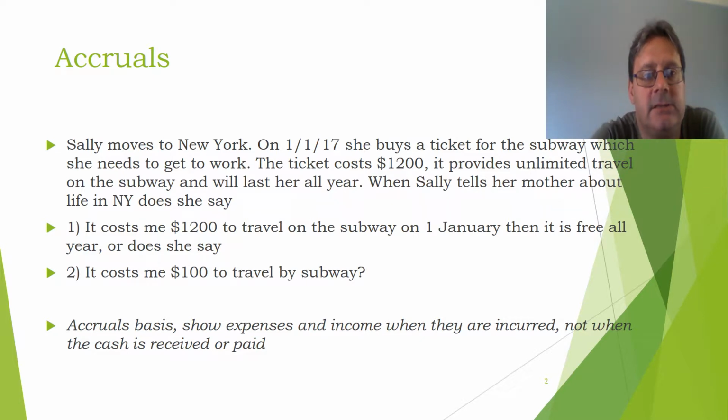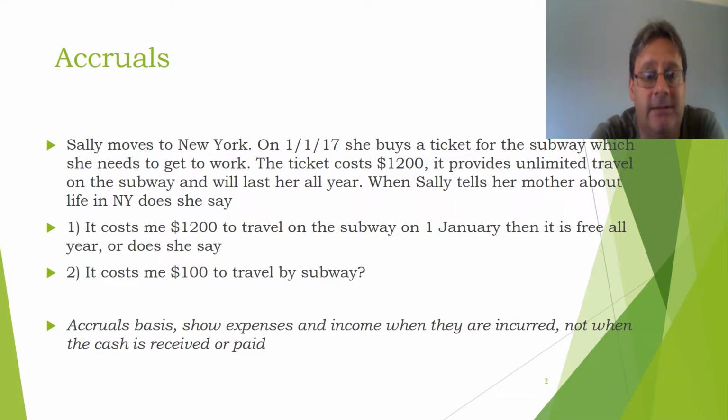So the question is, when she's describing the cost of that 1-year ticket, does she say it cost me $100 a month to use the ticket because it's $1,200 for 1 year? Or does she say it cost me $1,200 to travel on the 1st of January, and then for the rest of the year it's completely free? That's your discussion. The way that she describes that is the difference between cash accounting and accrual accounting.